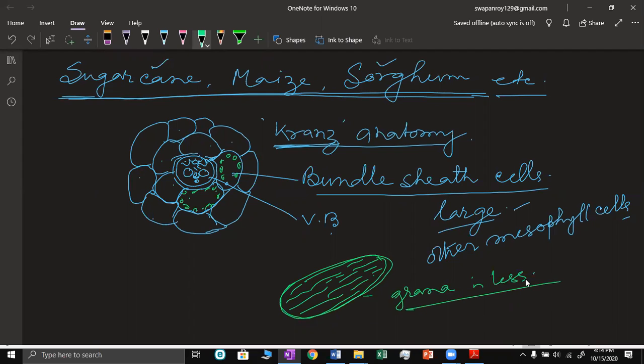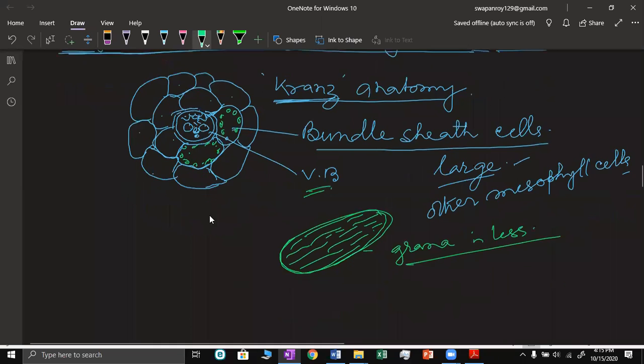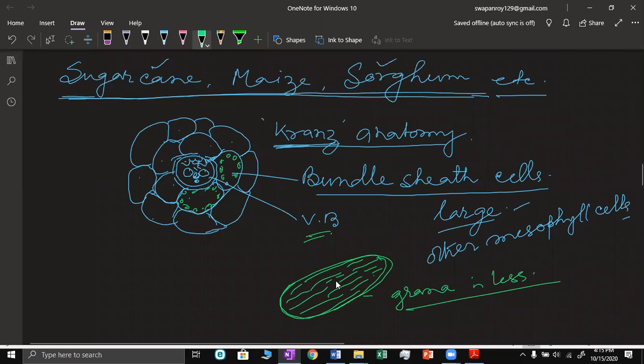In the mesophyll cells, the chloroplasts are normal. This anatomy is Kranz anatomy. Where can we see this Kranz anatomy? Commonly in sugarcane, maize, sorghum, etc., panicum, pennisetum. There are many.